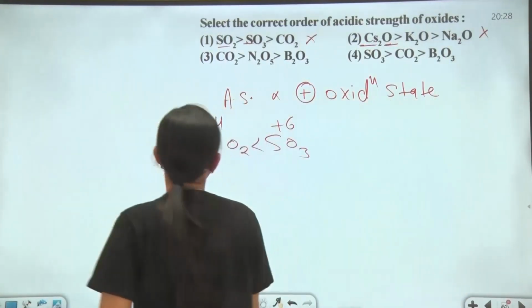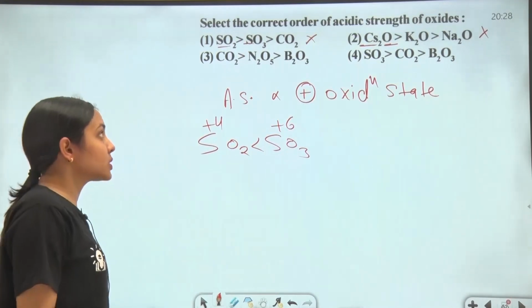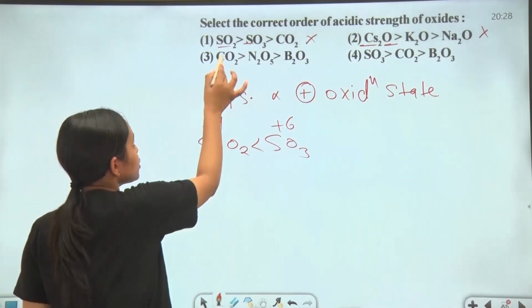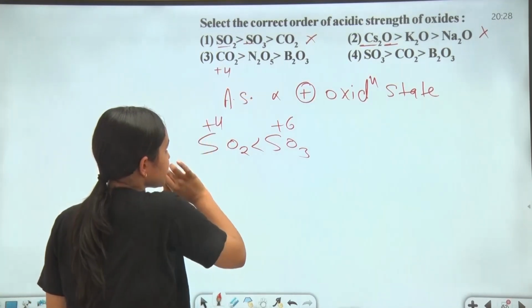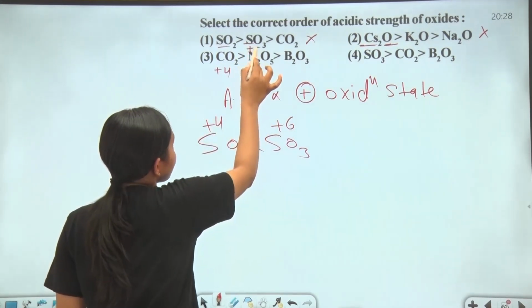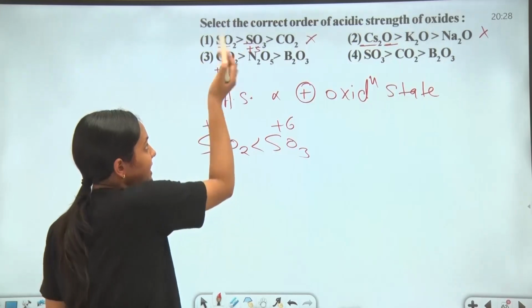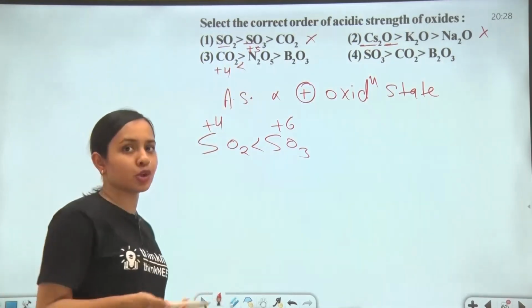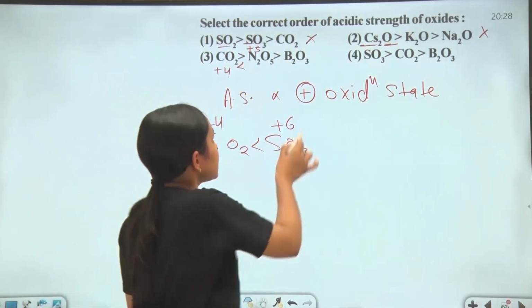Now CO2, N2O5 and B2O3. In CO2, carbon shows +4 oxidation state. In N2O5, nitrogen shows +5 oxidation state. So we can say that N2O5 is more acidic in nature than CO2. So this is the incorrect order.